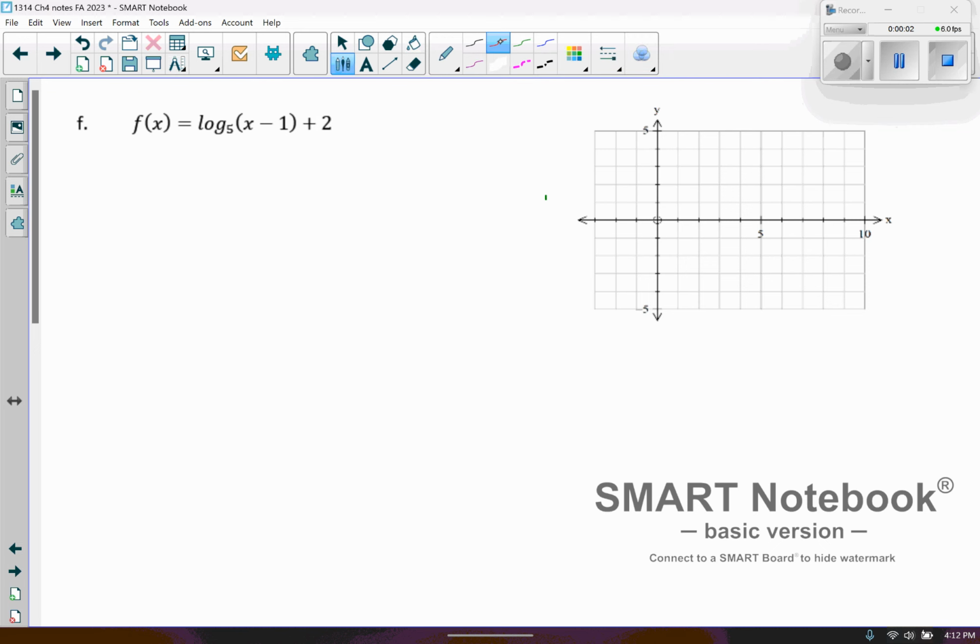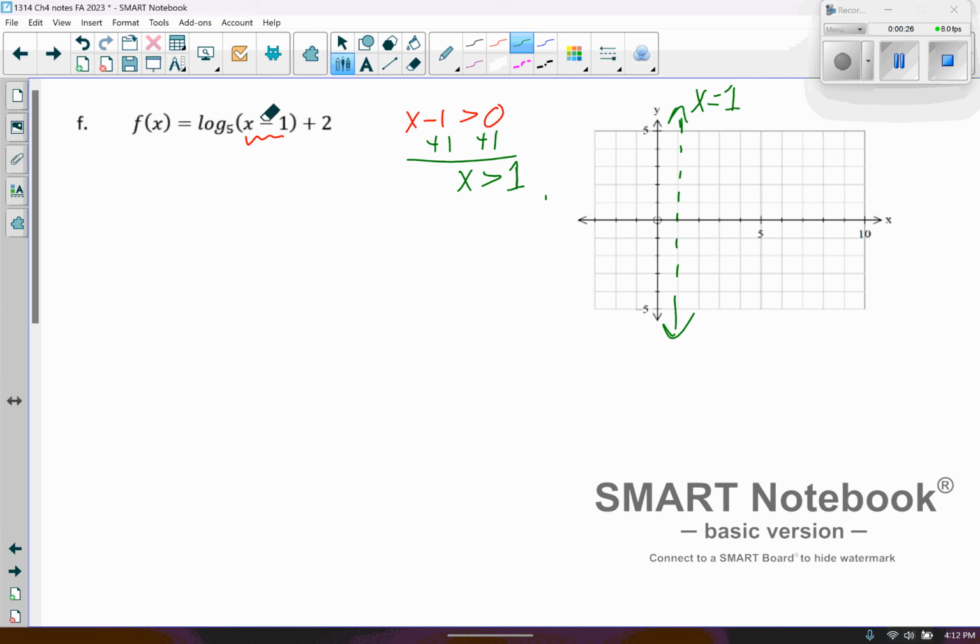Okay, so we have a couple more of these to graph. First thing I want to do is look at my logarithm and see what my domain is. So the value in here has to be greater than 0. Then when I solve this, my domain is x values greater than 1. And that value right there, my boundary, is going to be my vertical asymptote for my graph right here.